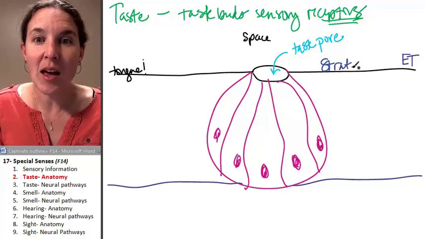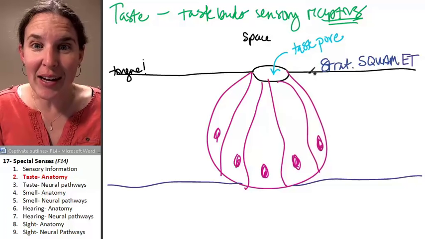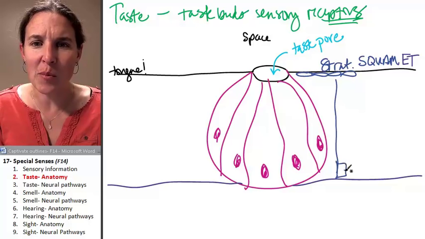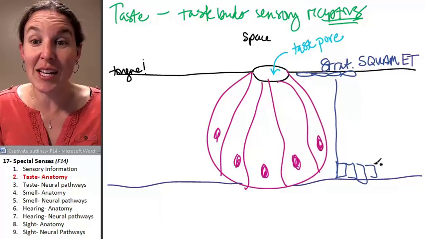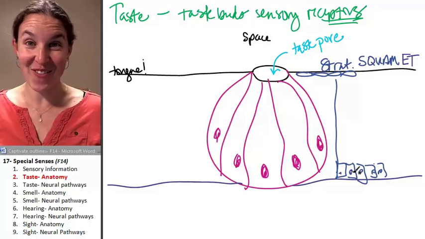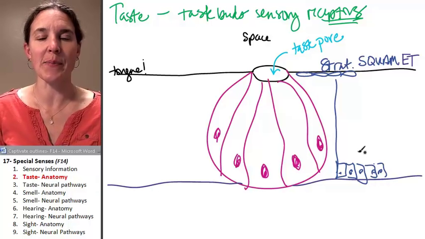Stratified squamous. And when you look at it, you'll totally be like, "Dude, that's so stratified squamous." And it comes all the way down, and then we end up with our little basal cells, just like you'd expect. And I don't even have to tell you that it's stratified squamous epithelium. You totally could identify it. In fact, we will in a second.